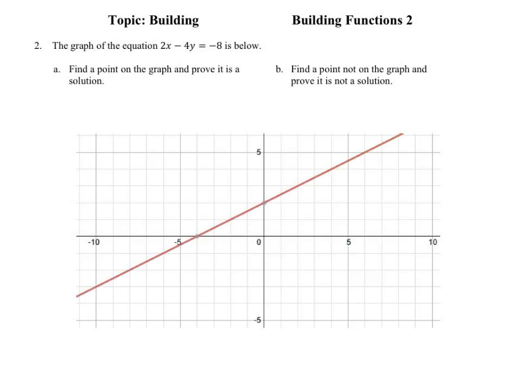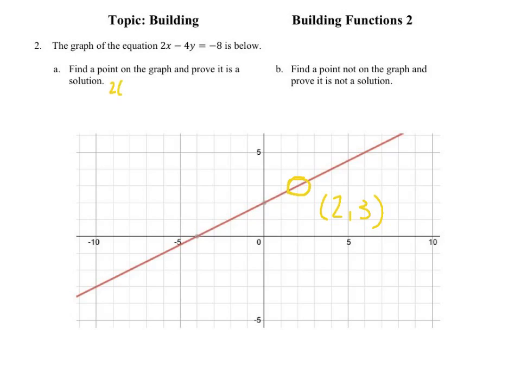Now, let's take a look at what a solution actually means. Here we have a graph. So for question 2, it says, the graph of the equation 2x minus 4y equals negative 8 is below. So for part A, find a point on the graph and prove it is a solution. So let's use this point right here. This point is going to be 2, 3. I'm going to take that point and plug it in to prove that it is a solution.